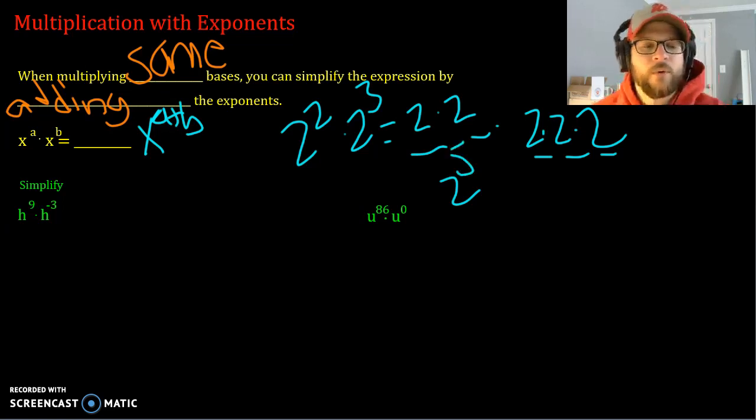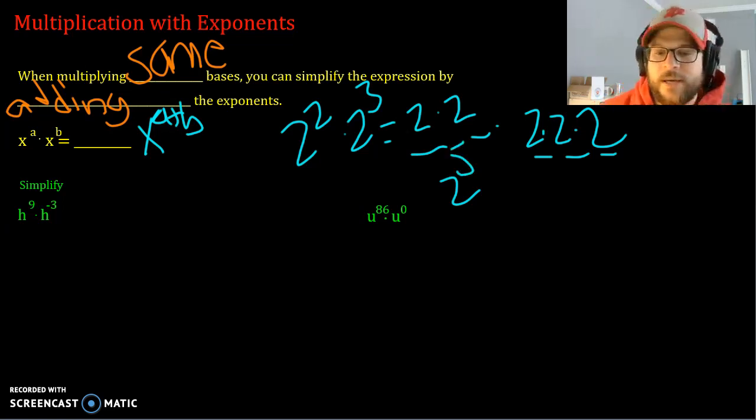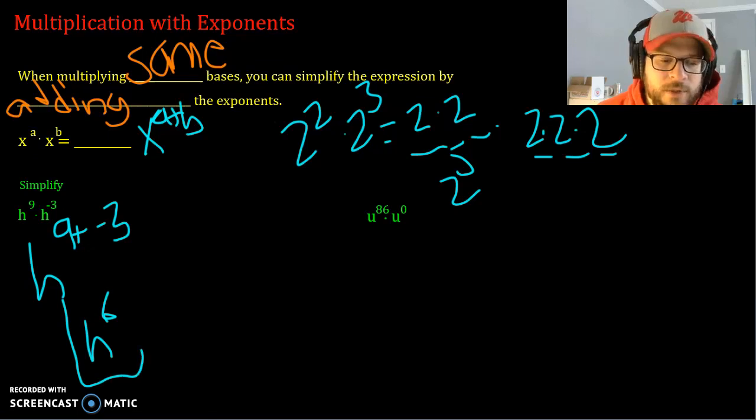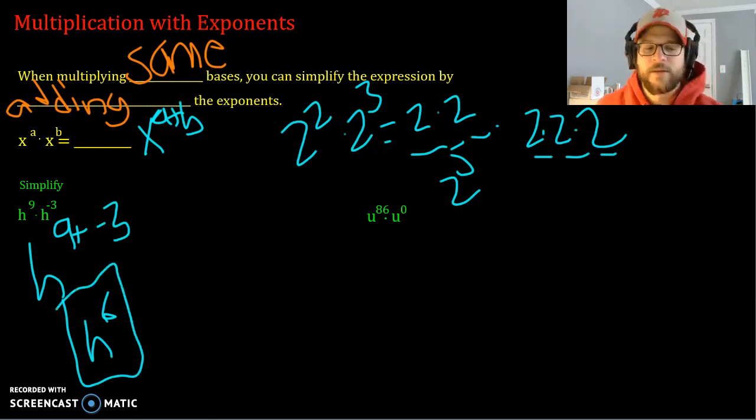All right, if you have variables as your terms, it's the exact same thing as with numbers. H to the 9th power times h to the negative 3rd power is the same way of saying h to the 9 plus the negative 3 power. 9 plus negative 3 is a positive 6. Since we don't know what h is, we can't simplify this any further.